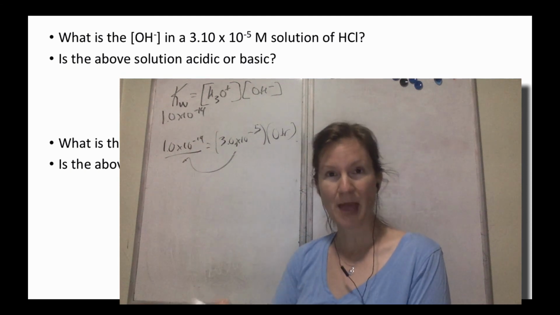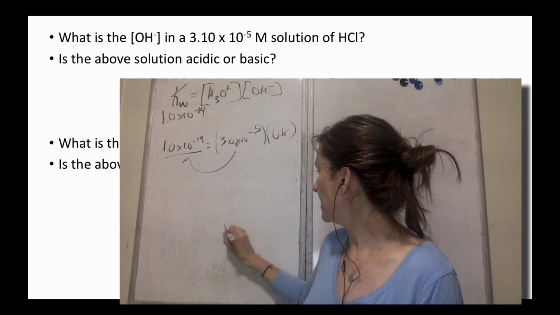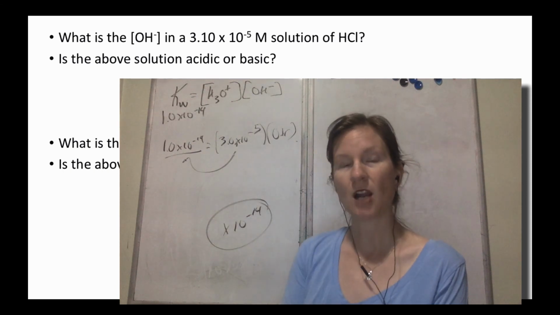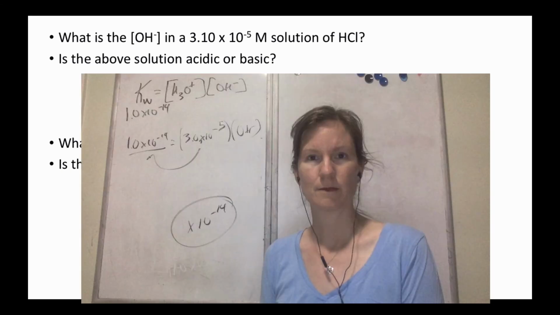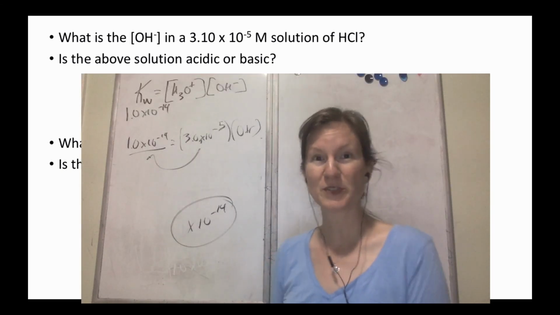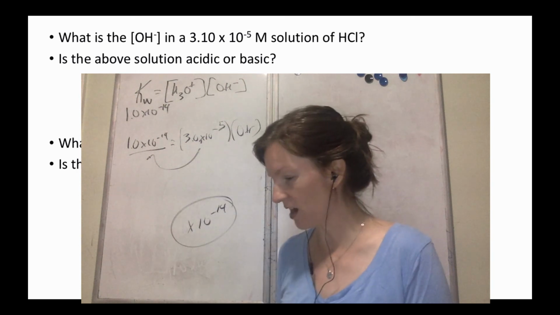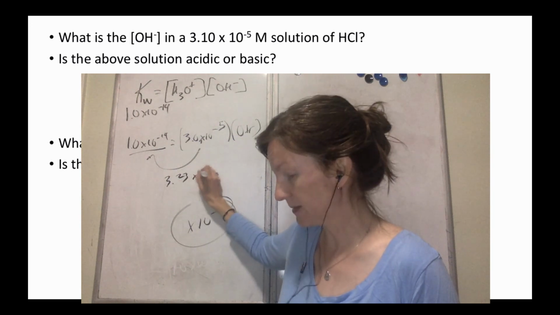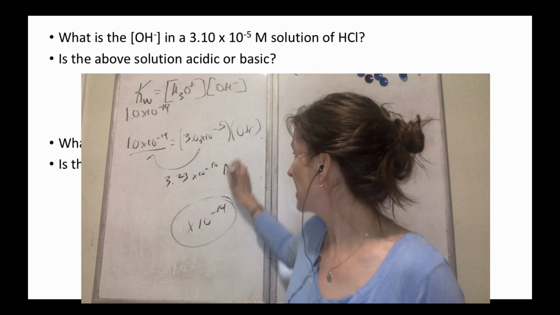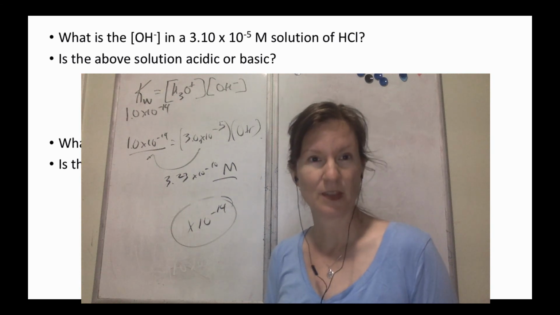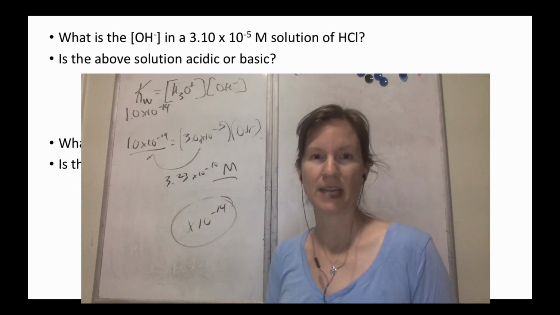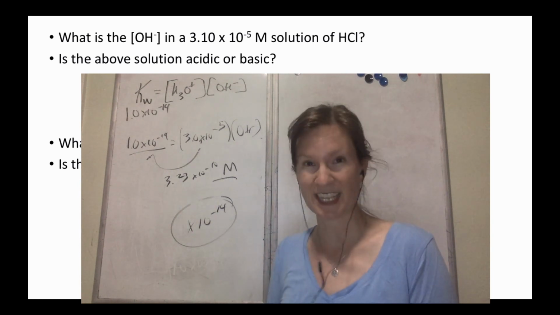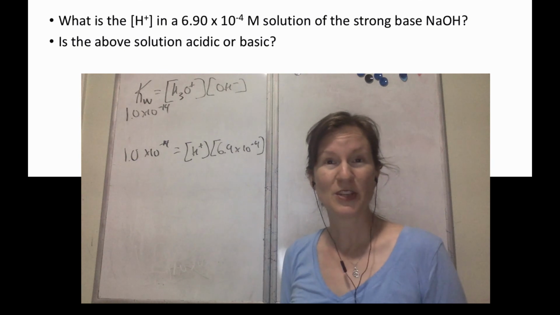So you have a max for these problems. If you get anything greater than 10 to the negative 14, you probably mathed wrong, because that's what our pH scale is based on. So for this first one, if I rearrange that and solve, what I got from my calculator is 3.23 times 10 to the negative 10, and that's a concentration, so that's molarity. So that's my concentration of OH minus. You can see it's less than negative 7, and that's why it's an acid, because OH is less than negative 7.